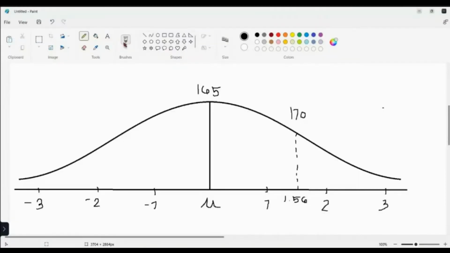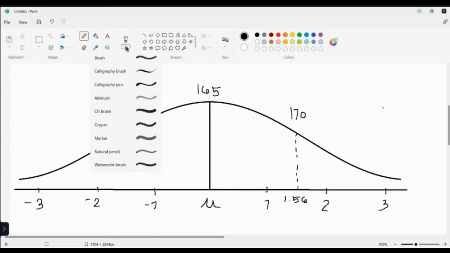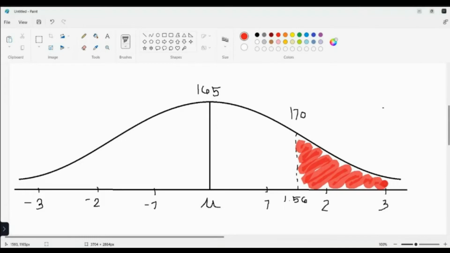So in this case, we are going to shade the right side of 170. So this is the unknown region. This is the proportion of CSA students who are taller than 170 centimeters. Any questions so far? None, sir. Okay. Now, we are not to stop here. We are not done with our illustration yet.